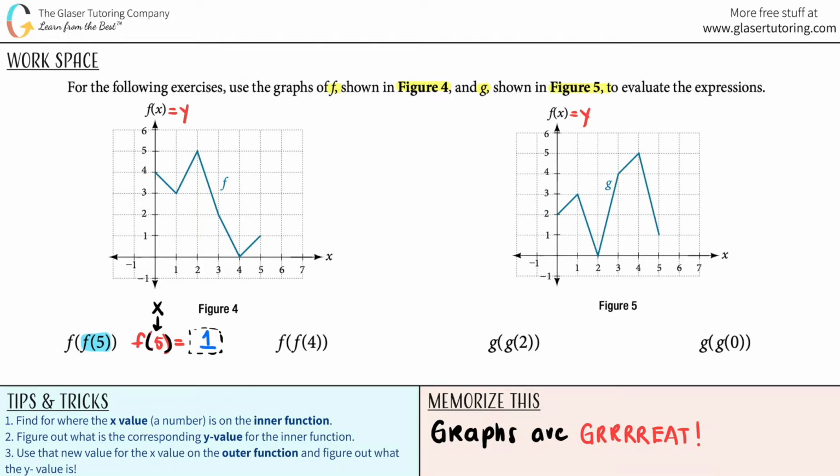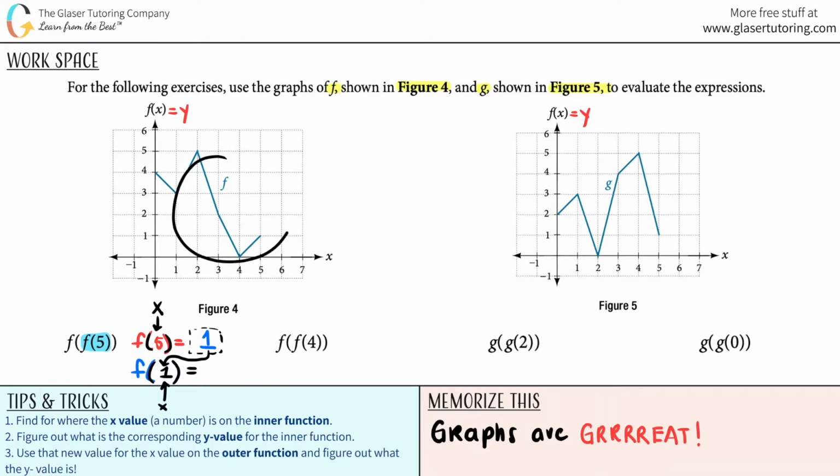Now we're ready to pull in the outer function. The outer function was an f again. But now what's going to be in these parentheses? Oh, it's the answer from before. So you always piggyback off of your answer. So now we do f of 1. And since now this is in the parentheses, you're going to use that new value for x for the outer function and figure out what the y is. So this is now your new x.